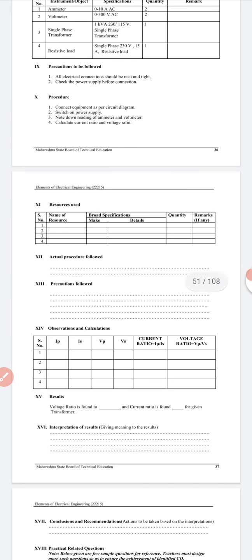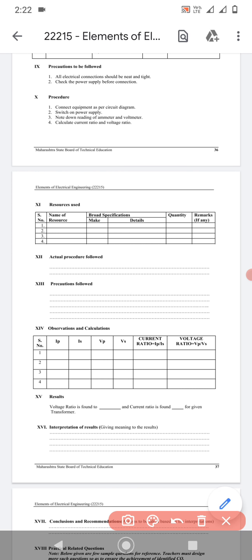Then we will see the observation table of this practical. Okay, in this practical we have to measure the primary side current, the secondary side current, third Vp means primary side voltage, and fourth Vs means secondary side voltage.